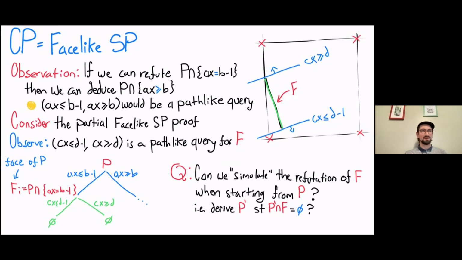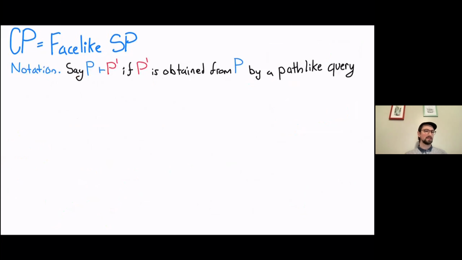That means this is saying, can you use this refutation of the face in order to refute the face still when starting with the polytope P? And that's the general high-level idea of what we want to be doing here. So we're going to say that a polytope P derives a polytope P prime if P prime can be obtained by a single path-like query from P. So that means P prime is obtained by a single CG cut from P, since CG cuts and path-like queries are the same.